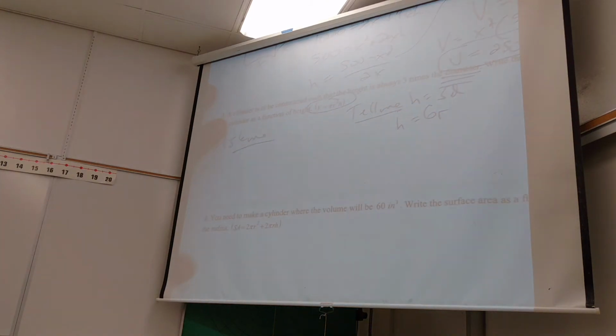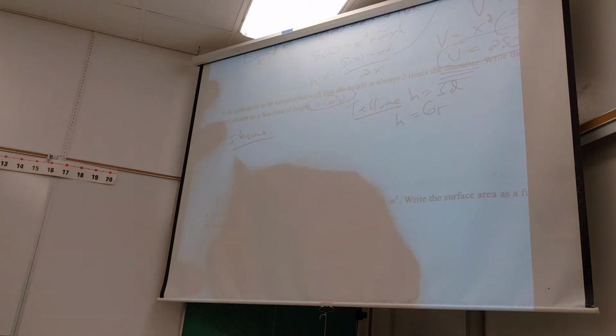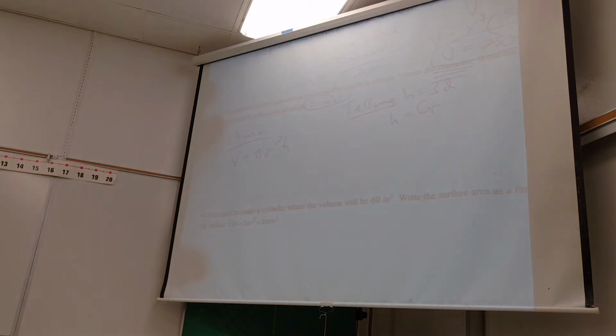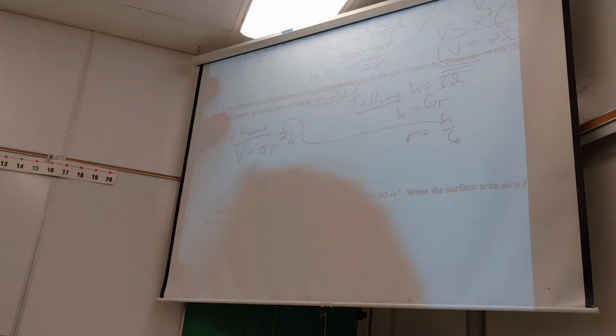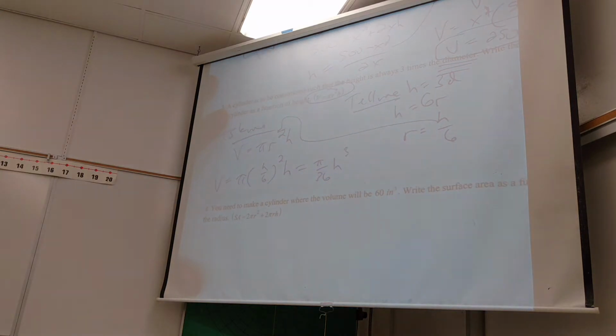Well, I gave you that formula, right? They ask me for the volume as a function of height. So I want to take this formula, and what do I want to get rid of? R. So what's R? H over 6. And throw that in there. So I get pi times h over 6 squared times h, which will be pi over 36 h cubed. Or some iteration thereof. I like it.